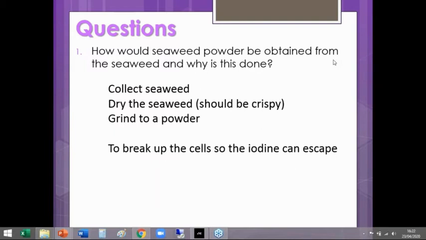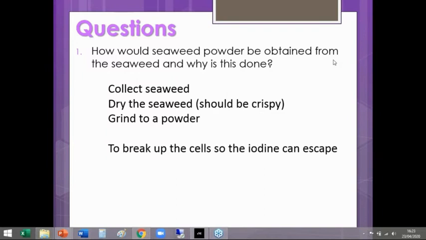That's not why the Chinese food seaweed is crispy. That's because they fry it off a little bit. And grind it to a powder. So you can get a good old pestle and mortar to it. You could just get a cooking knife and slice it up with a cooking knife. Grind it to a powder using pestle and mortar. And the reason why we are doing this is to break up the cells.